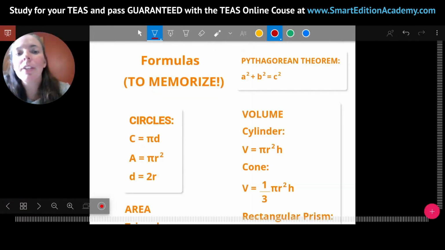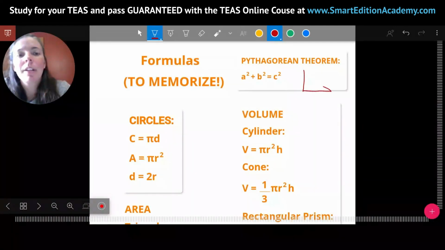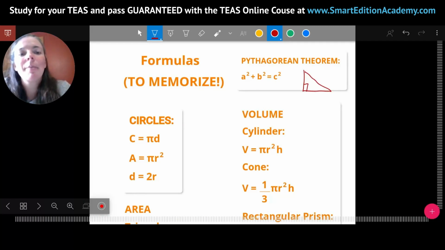So here are some formulas that you need to memorize when it comes to geometry. Feel free to take out your phone and take a screenshot of this. We've got Pythagorean theorem up in the corner there. That is with right triangles. So this only works when we are talking about right triangles. It helps you find the lengths of the sides.